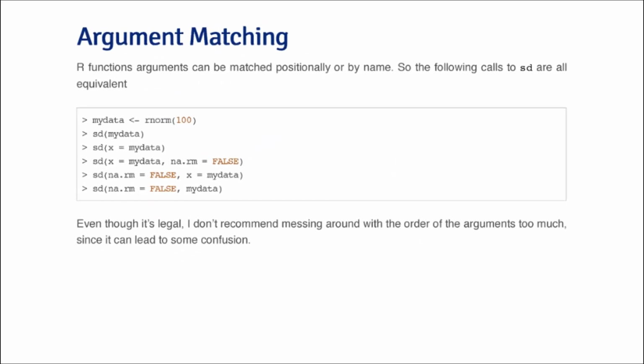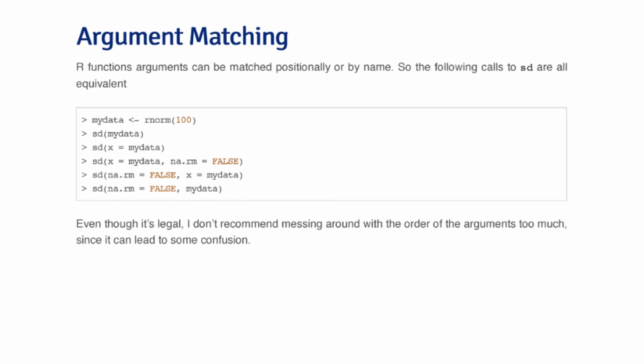R function arguments can be matched positionally or by name. This is very important. This is key when you are writing a function and also when you are calling it. For example, take a look at the function sd, which calculates the standard deviation of a set of numbers. It takes an input x, which is the name of the argument, and which is going to be a vector of data. There's a second argument called na.rm, and this controls whether the missing values in the data should be removed or not. The default value is for na.rm to be equal to FALSE.